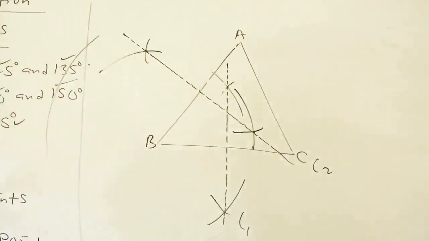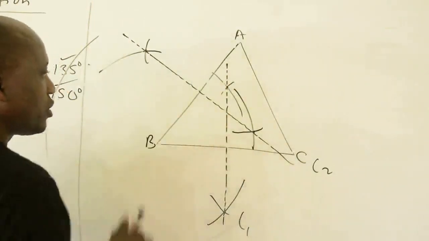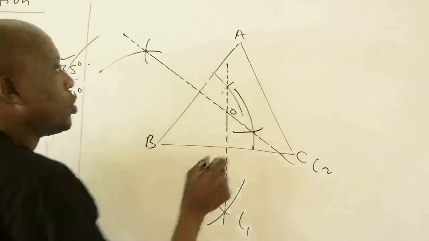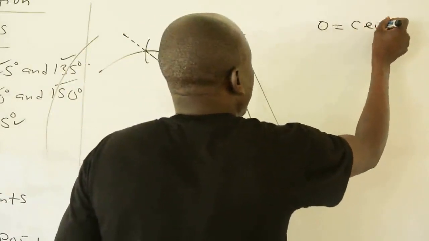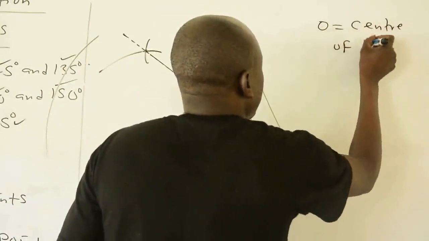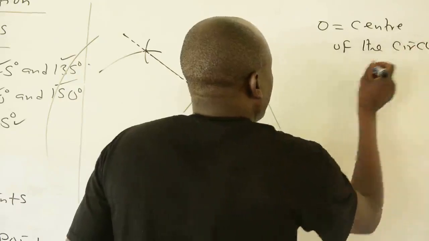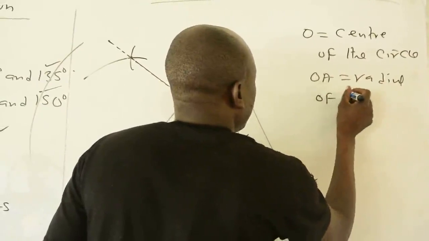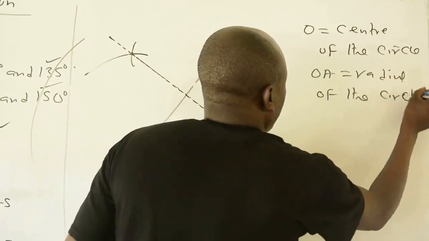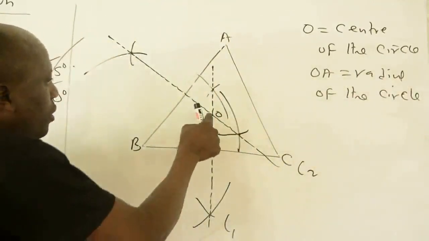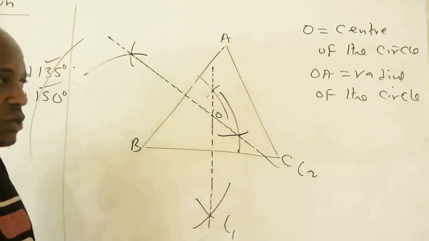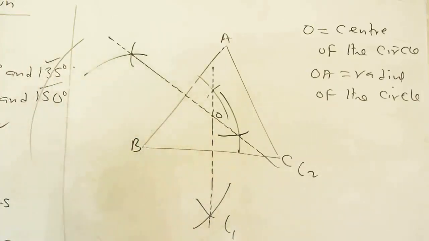Now you find out that there is an intersection between locus L1 and locus L2. This is the intersection here. So you can label it O. So O is the center of the circle. OA is the radius of the circle. So from O to A is the radius of the circle. OC is also a radius of the circle. OB is also a radius of the circle.